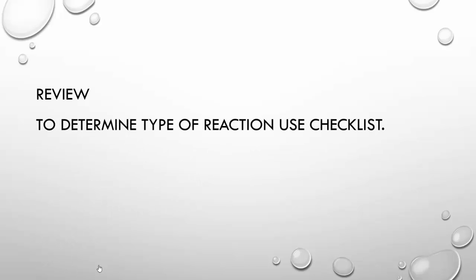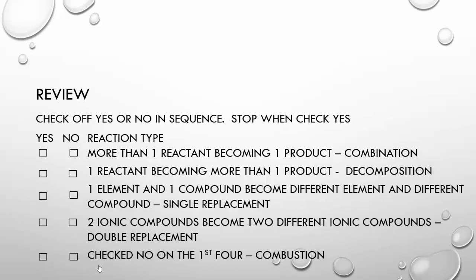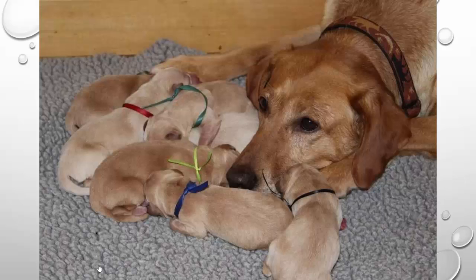And if you want to determine the type of reaction you have, use the checklist. Highly recommend you put the checklist on your index card. Here's the checklist, and you check off yes or no in sequence. You stop when you check yes, and that's the type of reaction it is. In the next video, I will show you how to predict various products for different types of reactions.